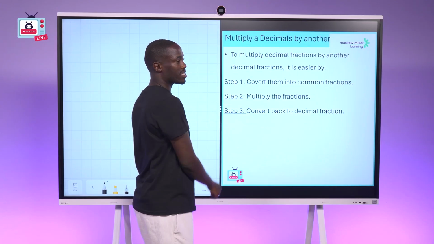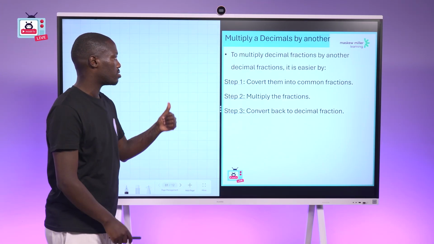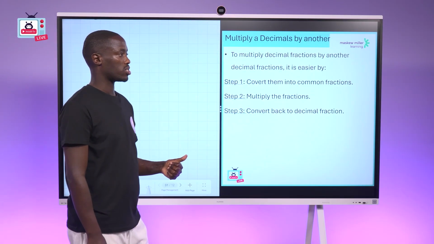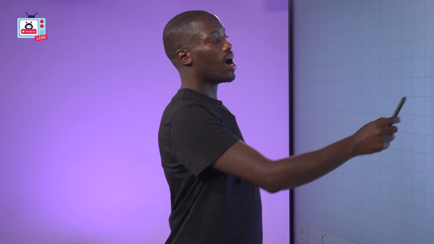So here it's telling us that step 1, whenever I want to multiply a decimal by a decimal, you change them into common fractions. Remember, what is a common fraction? A common fraction is one where the numerator and the denominator are both whole numbers, except that the denominator cannot be 0.